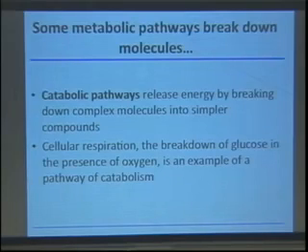So first of all, metabolic pathways can either be fundamentally pathways that are breaking down molecules from complex to more simple chemicals, and they can also go the other way. They can be pathways that are building up more complex molecules from simpler starting materials. So we can define a catabolic pathway as one that releases energy by breaking down complex molecules into simpler compounds. A great example of this is cellular respiration, which is the breakdown of glucose in the presence of oxygen. We're going to talk a lot more about that in class, but this is a process that's fundamentally a catabolic type of metabolism.